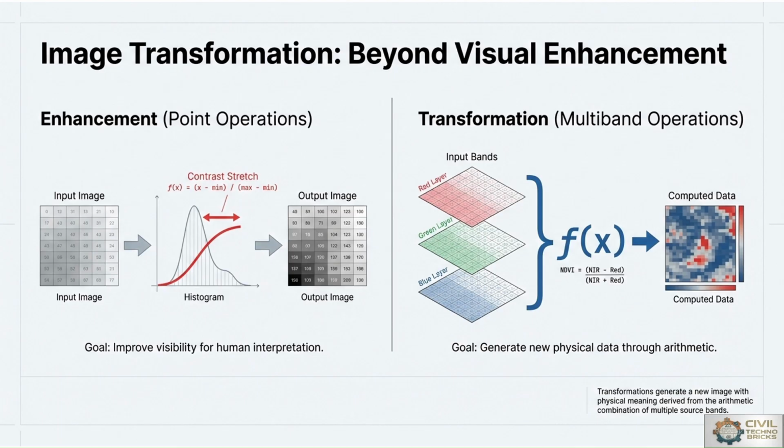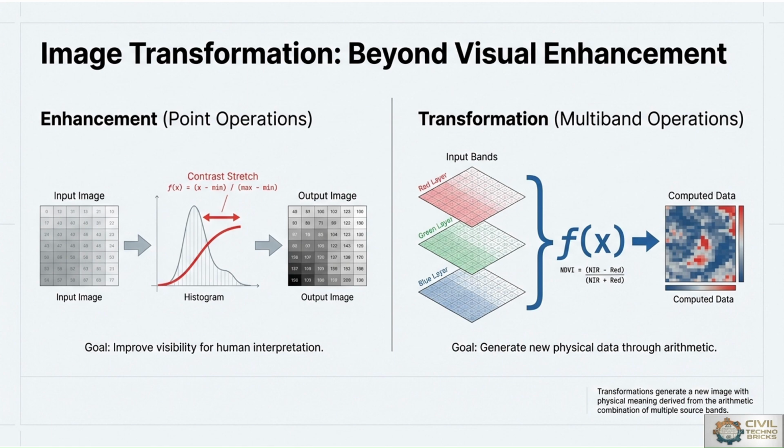In transformation, we use multiband operations where n number of multi-layer bands or layers are used as an input with reference to its characteristics. Some mathematical operations are introduced. For example, for vegetation purposes, we can use the NDVI or vegetative indices so that we get the computed data at the end with reference to some range of colors to fulfill our goal of generation of new physical data through arithmetic calculations. So contrast stretching increases image visibility by expanding pixel values.